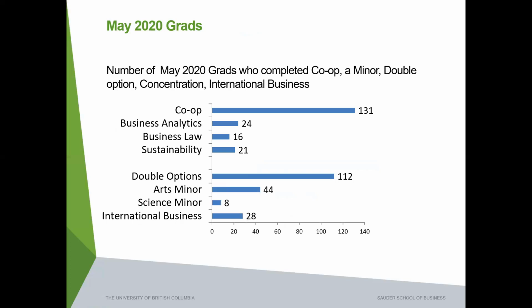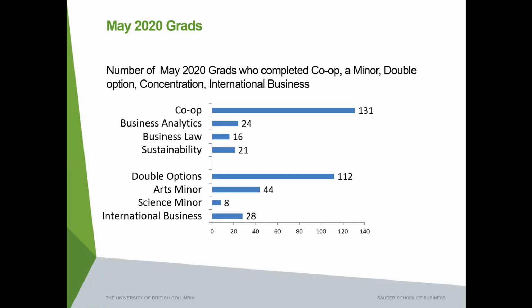And of those May 2020 grads, here are some numbers about who completed co-op, minor, double option, concentration, et cetera. We had 131 students who graduated with co-op, 24 people did the business analytics concentration, 16 students did business law concentration, 21 did the sustainability concentration. I already mentioned the 112 that did double options.